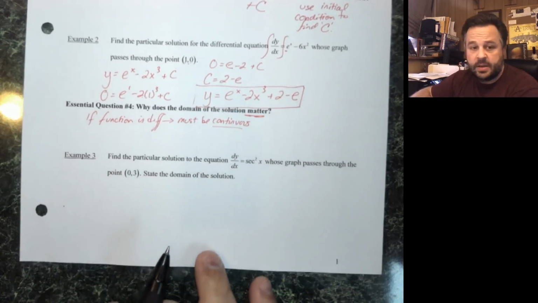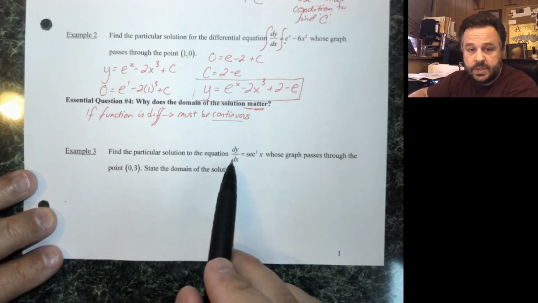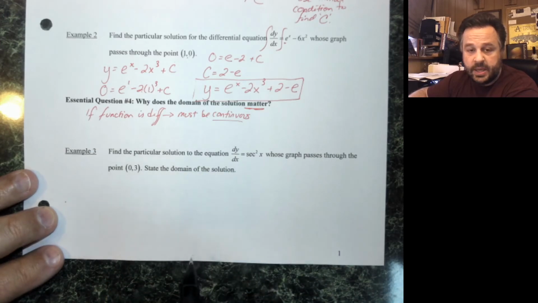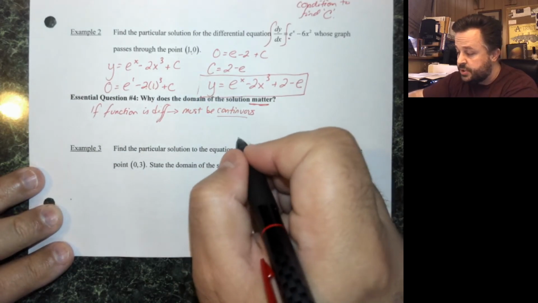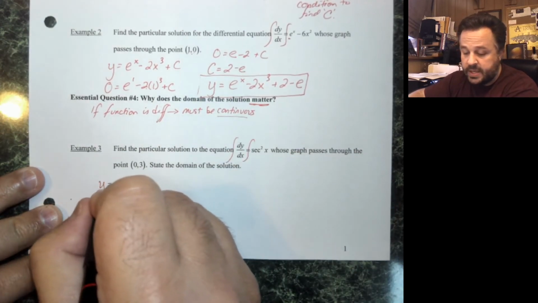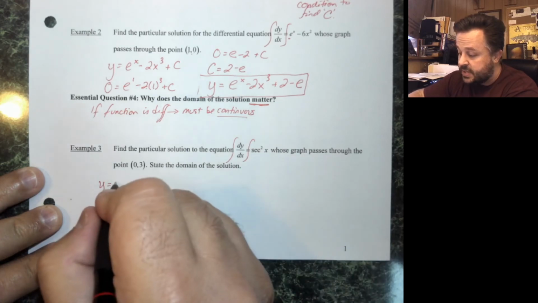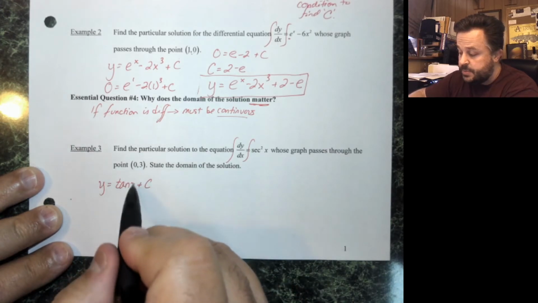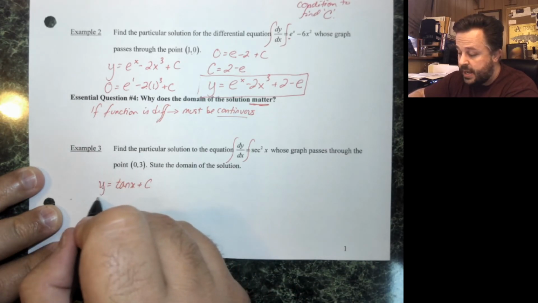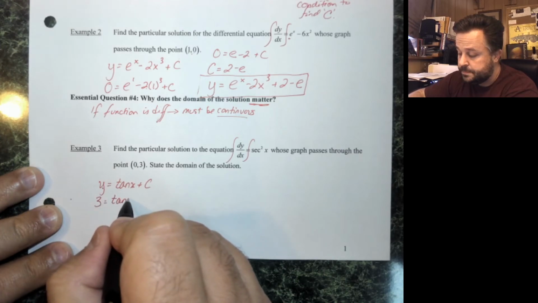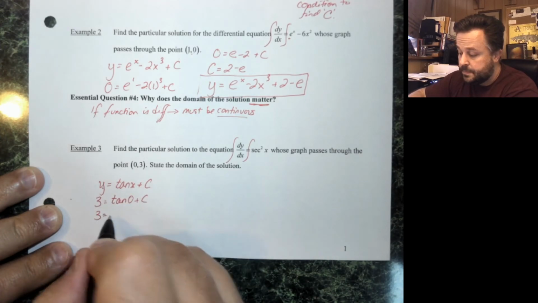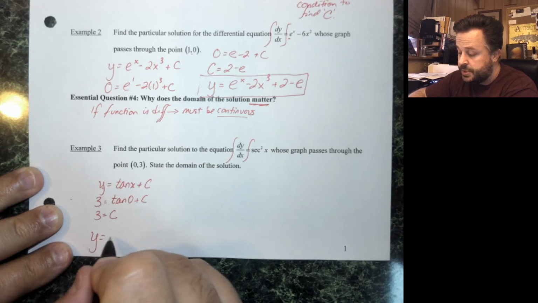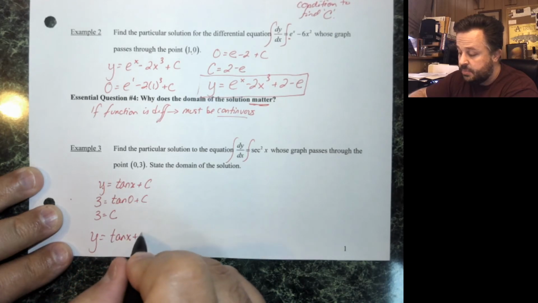And here's an example of that, number 3. Find the particular solution of dy dx equals secant squared x, whose graph passes through the point (0, 3), and state the domain of the solution. Again, we're going to start off by integrating both sides. So I get y is equal to the antiderivative of secant squared, which is the tangent of x, plus c. Let's substitute in 0 for x, 3 for y. Tangent of 0 is 0, plus c is c. So my particular solution is y is equal to the tangent of x plus 3.